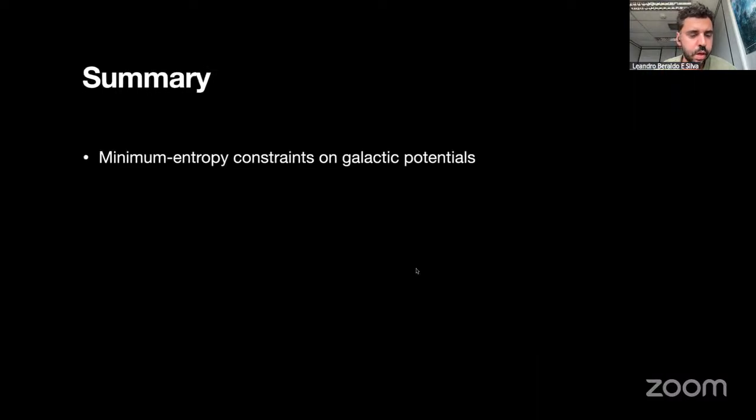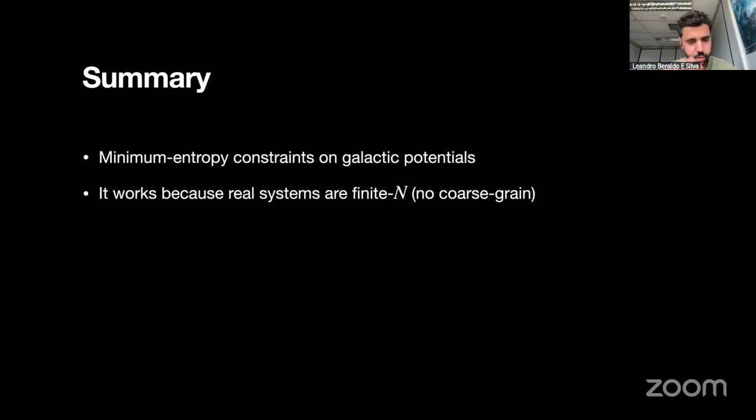Okay, so I'll just say a few words, a summary of the talk. I talked a lot about this minimal entropy method to constrain galactic potentials, and for the Milky Way in particular, I still don't have the results, but the whole idea here is to constrain the Milky Way. Why this method works is because real systems are finite N, and we explore this fact. That's why this phase mixing process produces this entropy increase, and how these collisionless systems really relax.